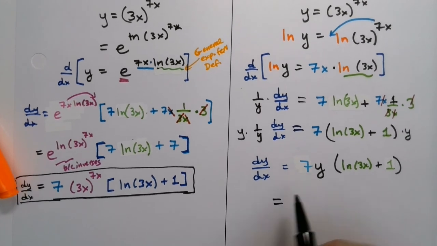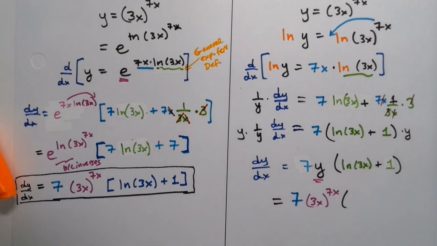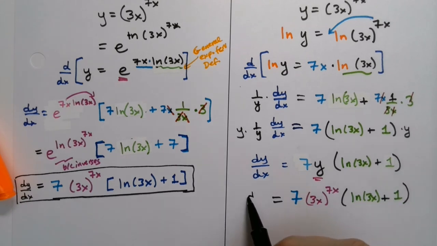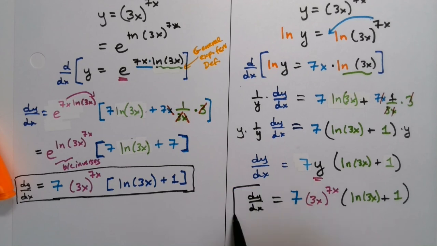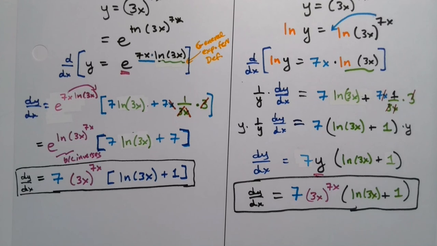Y was 3x to the 7x. So it's 7, and then y right here is 3x to the 7x. This should be looking familiar to you. And then it's the natural log of 3x plus 1. Ta-da! It's the same thing as the other side. And there we have it. That's dy dx. Both sides are exactly the same. It's just a question of how you get there.